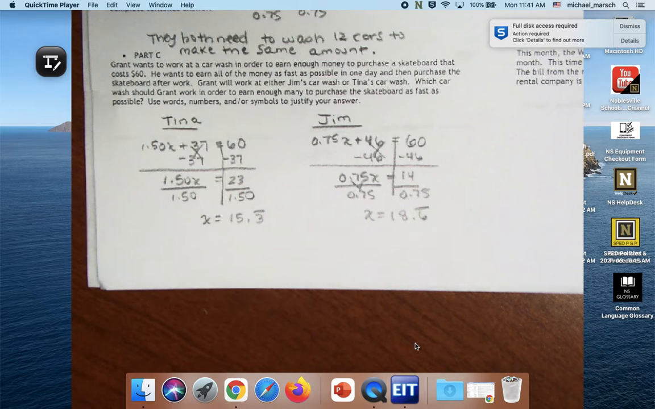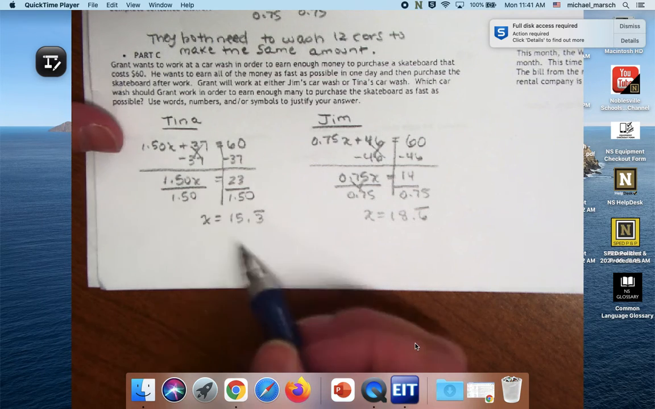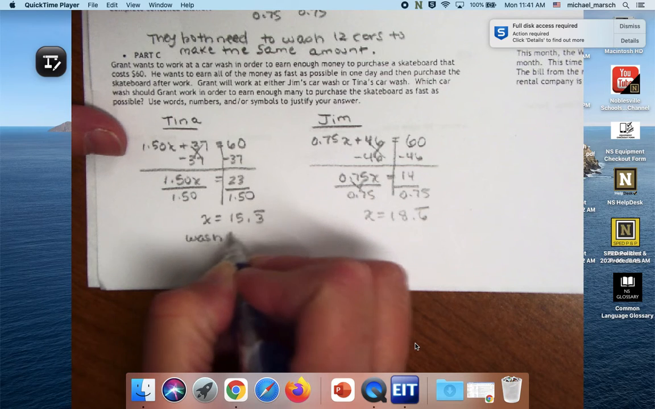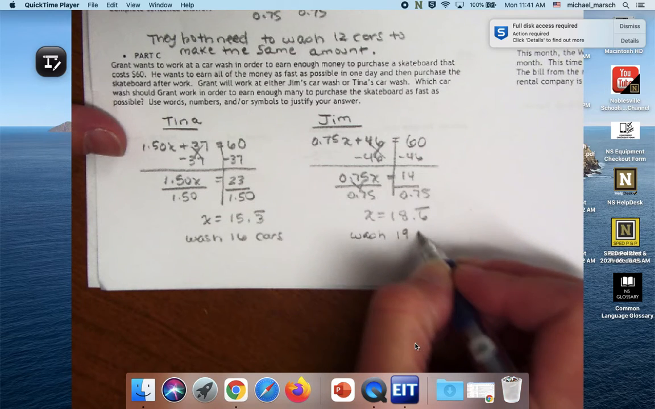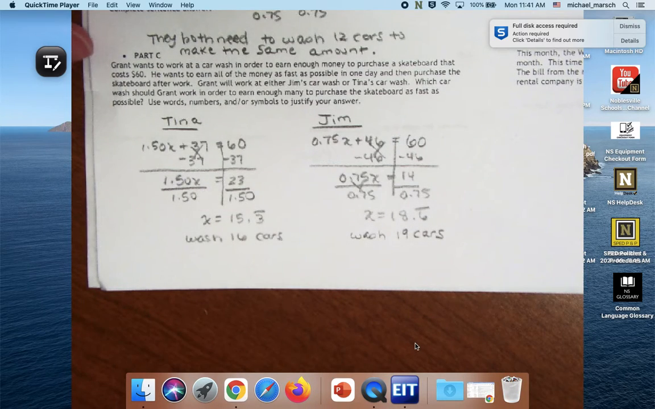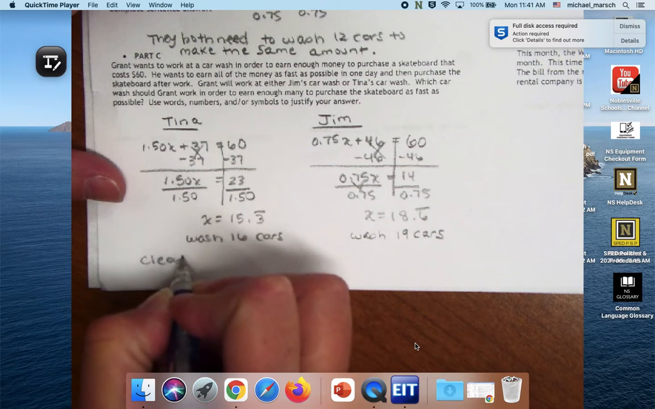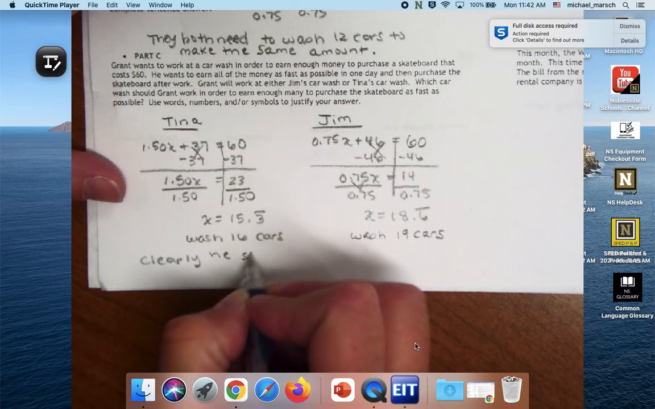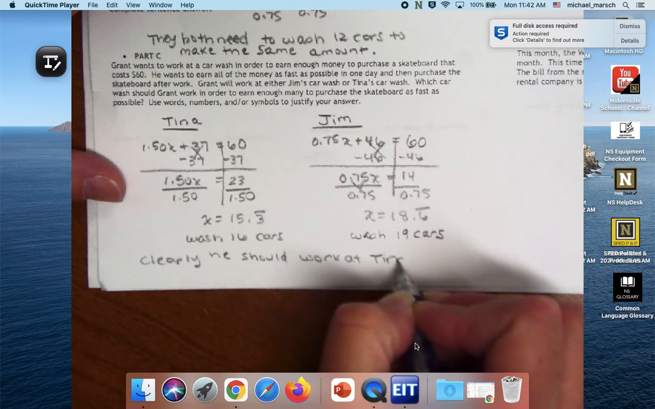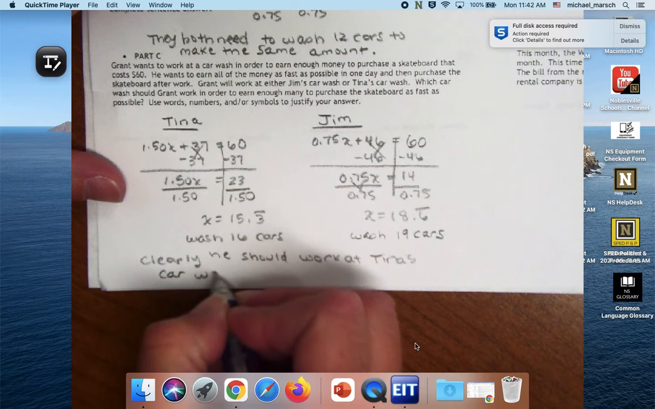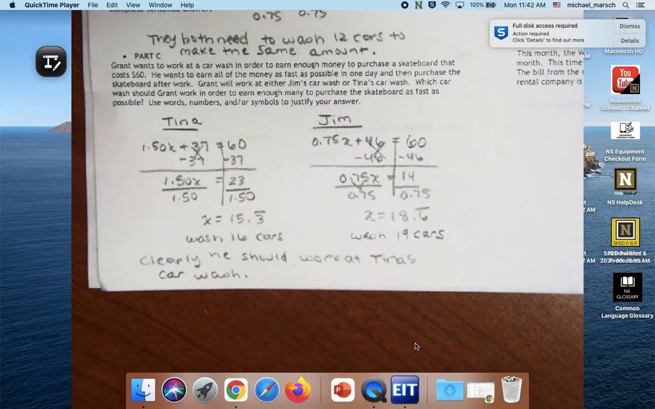All right, how did we do on the math? How many cars would Grant need to wash at Tina's car wash? 16, right? If he wants to make that money, he needs to wash 16. How many at Jim's car wash? Where should Grant work? Clearly, he should go to Tina's car wash.